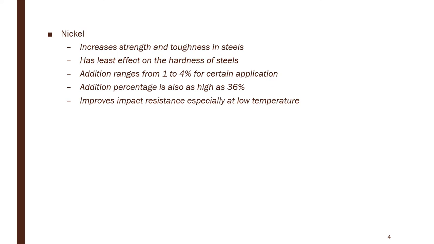Next one is nickel. Addition of nickel to steel: what happens? It will increase the strength and toughness of the steels. However, it has the least effect on the hardness of the steels. In addition, the composition ranges from 1 to 4%.